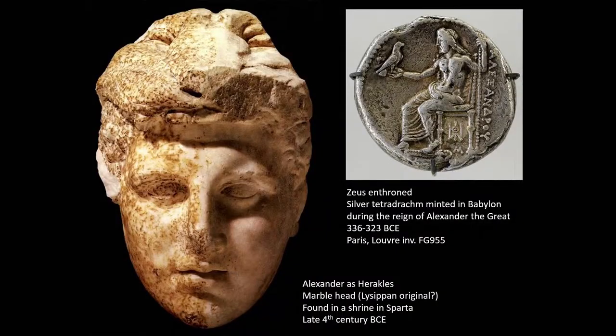And usually on the reverse of these coins, you find, just to hammer that point home, the cult statue of Zeus from the great temple at Olympia. So making that connection explicit.